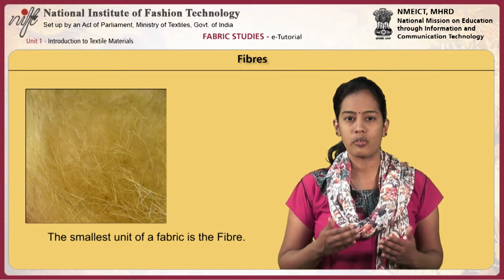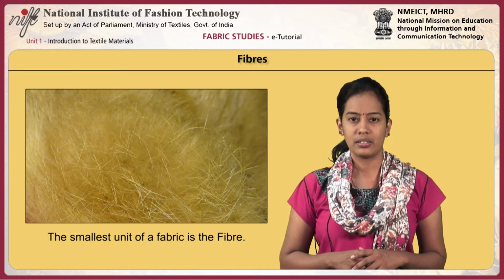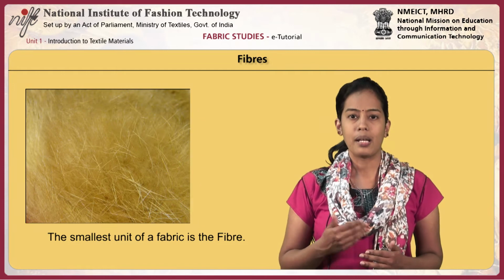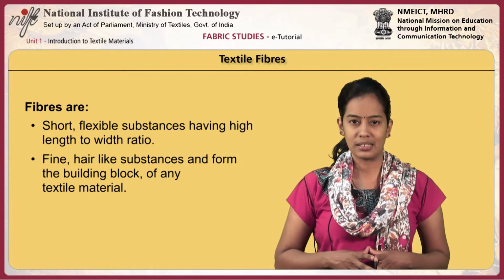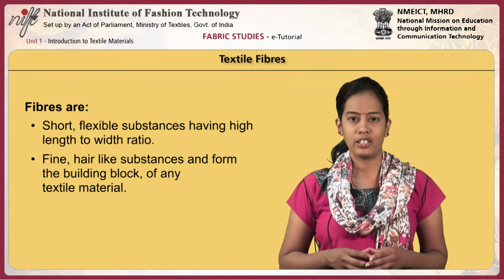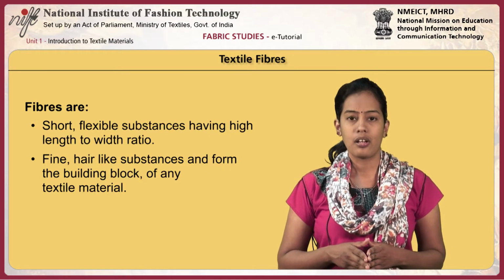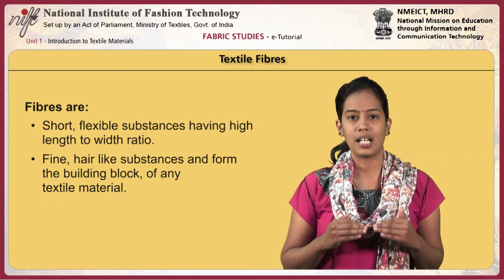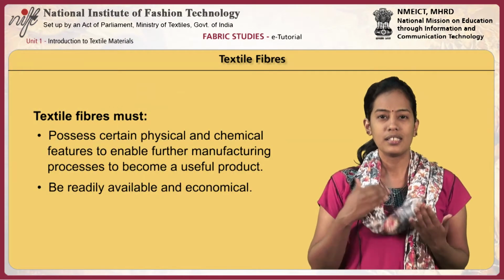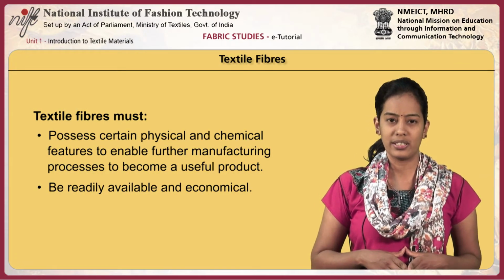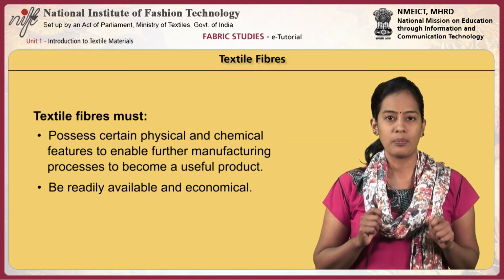The smallest unit of a fabric is a fiber. There are varieties of textile fibers derived from various natural and man-made sources. Fibers are short, flexible substances having high length to width ratio. They are fine, hair-like substances and form the building block of any textile material. Textile fibers must possess certain physical and chemical features to enable further manufacturing processes to become a useful product.